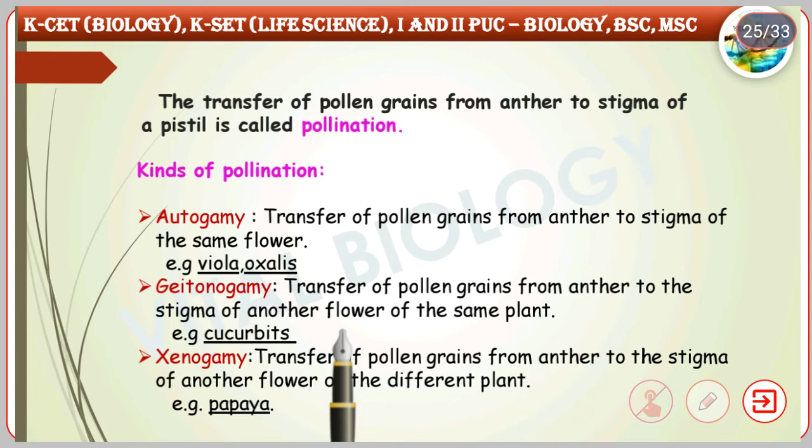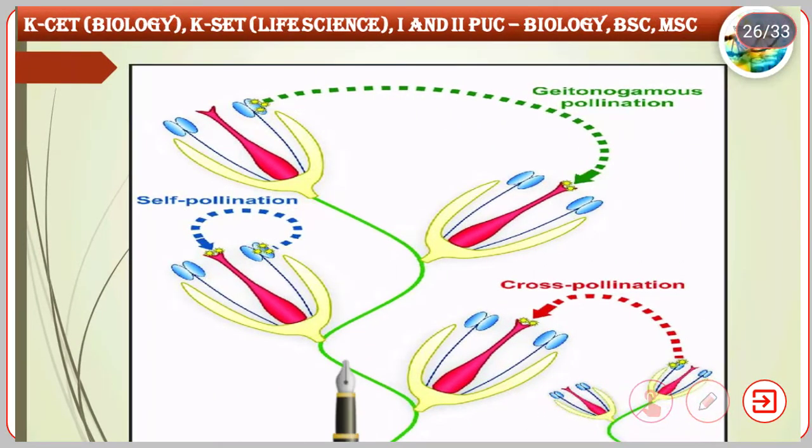Okay, so next let us go to the third kind of pollination, that is xenogamy. So here what type of pollination takes place? The transfer of the pollen grains from the anther to the stigma of another flower of a different plant. Here the plant is different and the flower is also different. Can you observe this green colored line, that is one plant, and this is another plant? Can you observe here?